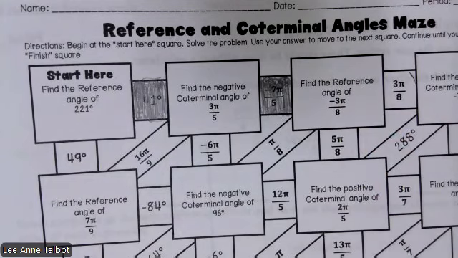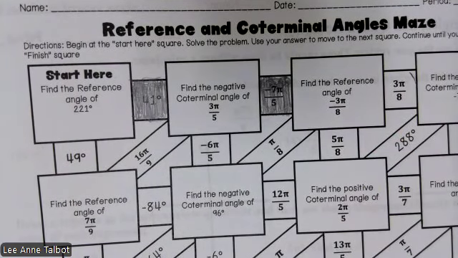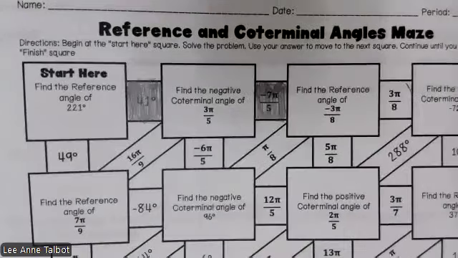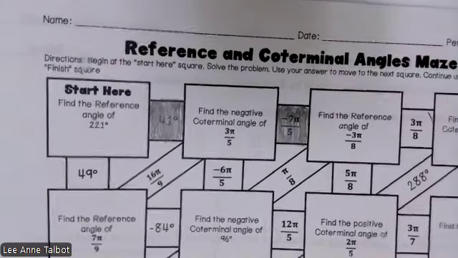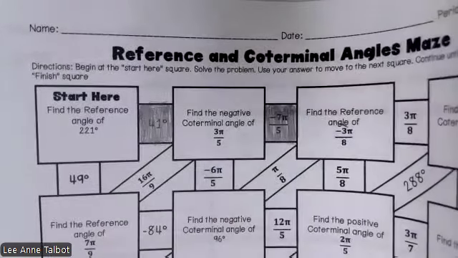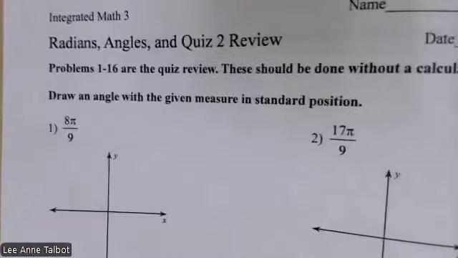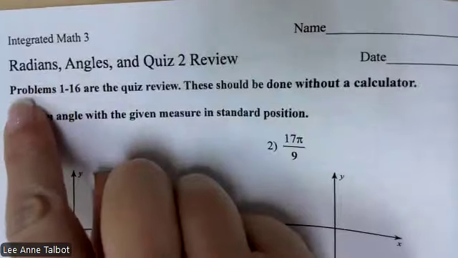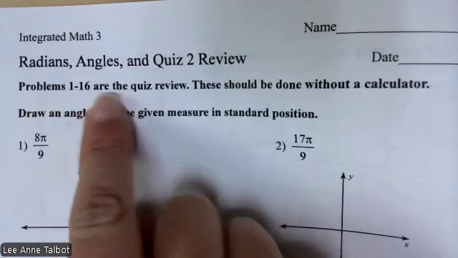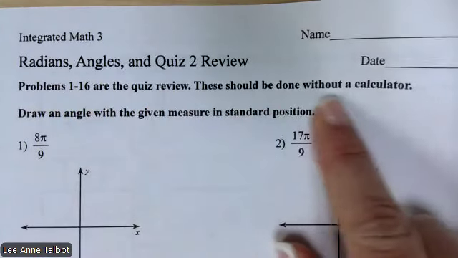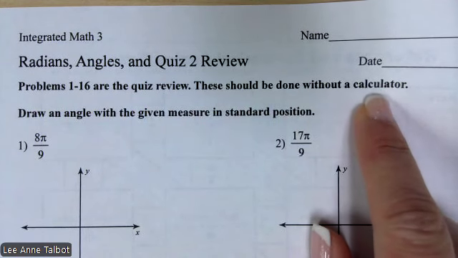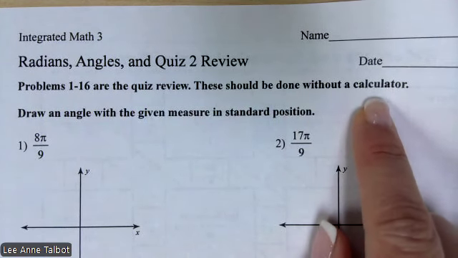Remember, you're not going to use all of the boxes. It's totally okay. The key for the maze is here on my laptop. Definitely come check it as you go to make sure that you're on the right track. The homework is the radians, angles, and quiz 2 review. I want to read this with you real quick. Problems 1 through 16 are the quiz review. These should be done without a calculator. And then you can pick up a calculator for the rest of it.